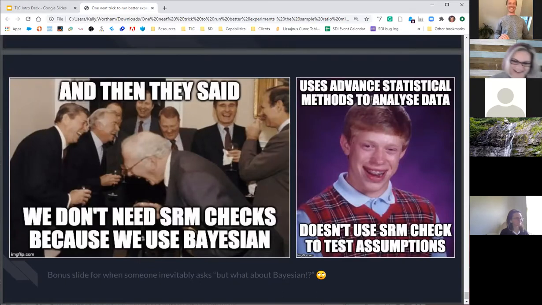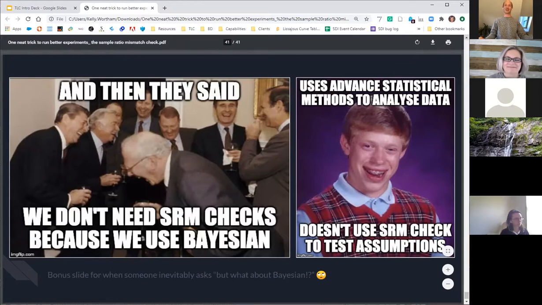This is a question I get a lot. People say we use a Bayesian methodology, so we don't need to check for SRM. But actually, the assumptions that go into most Bayesian models are equally violated if you have an SRM. So that doesn't work. Right? Bayesian doesn't correct for these sort of fundamental data quality issues.